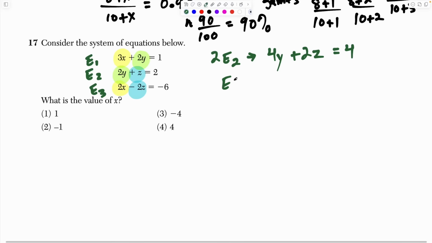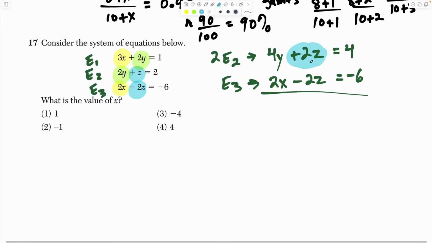And then equation 3, I'll just rewrite this. So we have 2x minus 2z equals negative 6. And the reason why I multiply by 2 is now we could see here that the z terms have matching opposite coefficients. So now we could just add this stuff together and these terms cancel. And we're going to get 4y plus 2x. So I'm just adding these equations together. So I get 4y plus 2x equals 4 plus negative 6, which gives us negative 2.